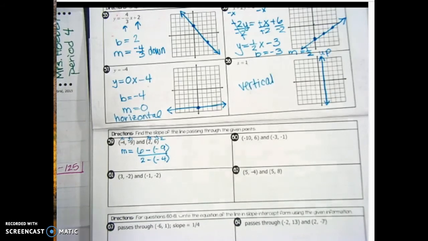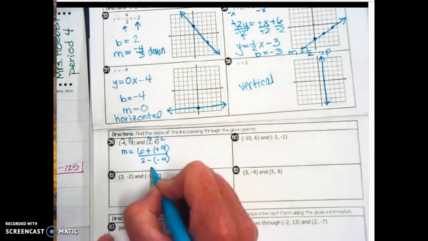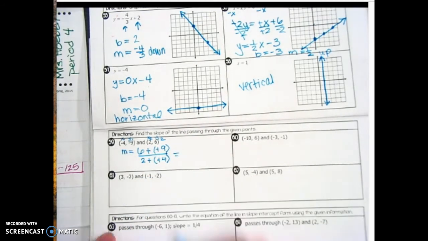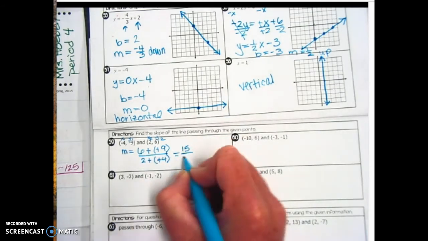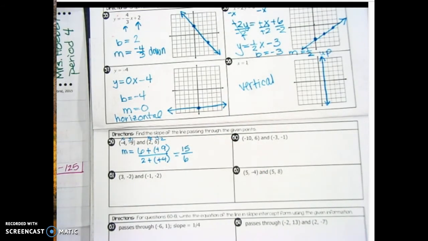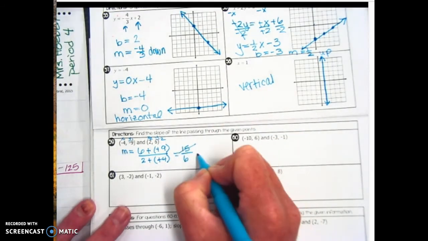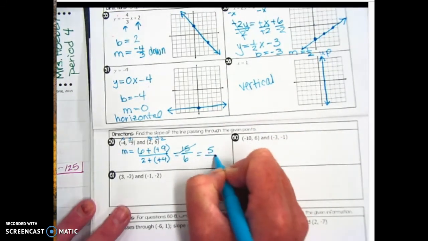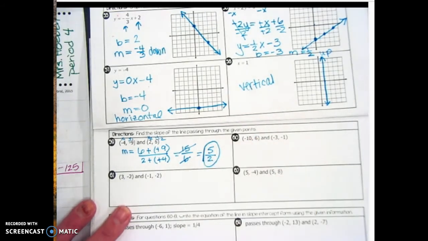And then we just want to simplify. When you have minus, minus, or subtracting a negative, you want to change it to plus, plus, plus, plus. So 6 plus 9 is 15. 2 plus 4 is 6. And we've got our slope, but can we reduce it? Yes, these are both divisible by 3. So 3 goes into 15 5 times, and 3 goes into 6 twice. Right?